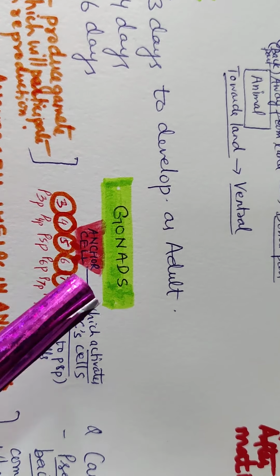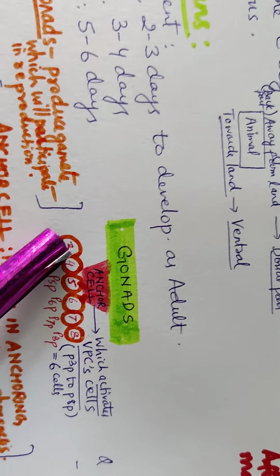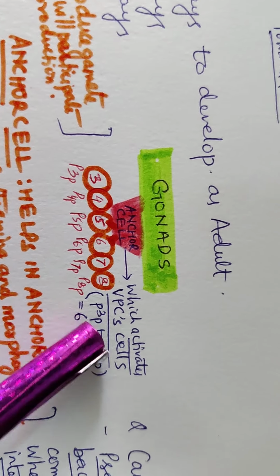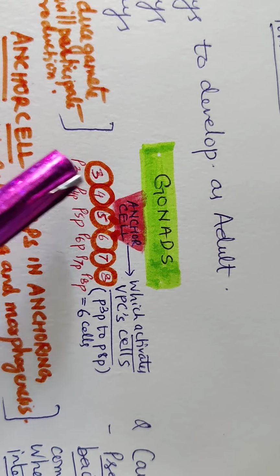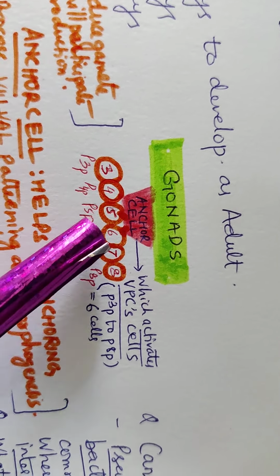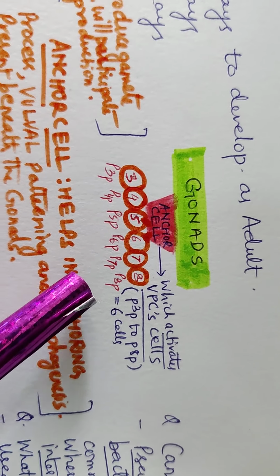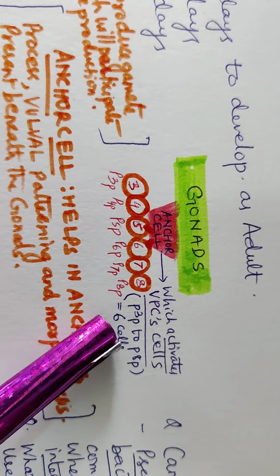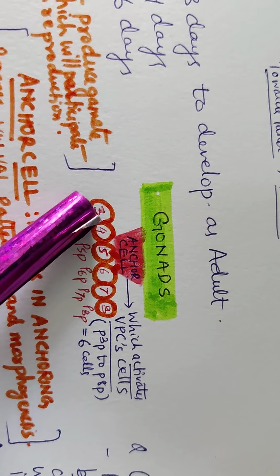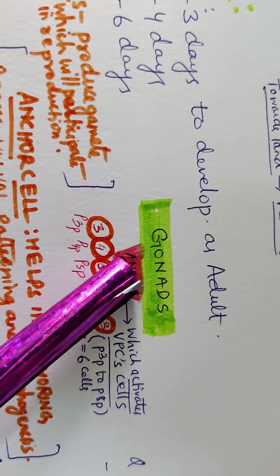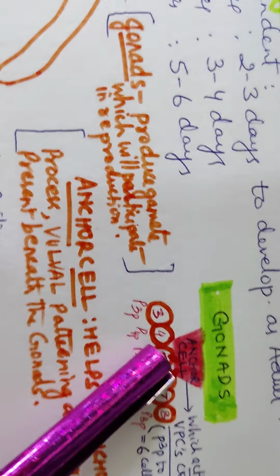Directly in relation is P6.p. These are represented by a forward P and a backward P, so we write P3.p to P8.p. Each cell we will represent as P3.p, P4.p, P5.p, P6.p, P7.p, P8.p, equal to 6 cells. So the anchor cell is sending its concentration to these cells. The more concentration will be seen in P6.p, which is near to the anchor cell.